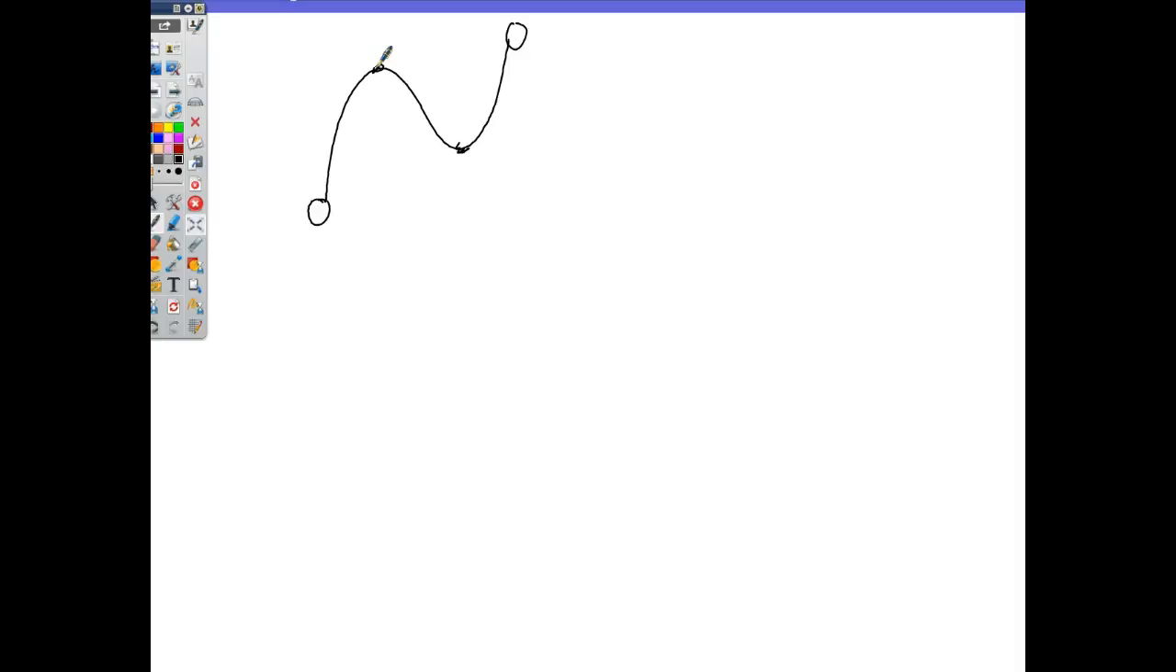Yes? On 11, are 1 and 3 both absolute maximums? Yes, they're both absolute maximums. You have a lot of absolute maximums as it works.